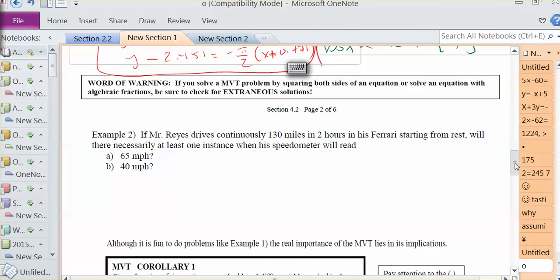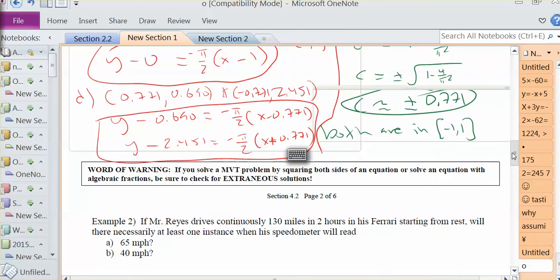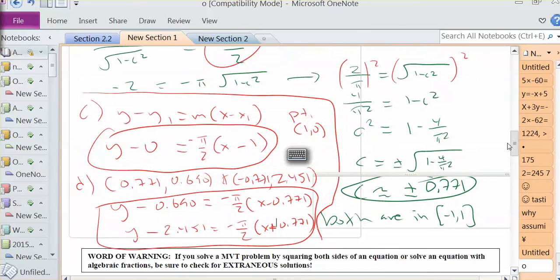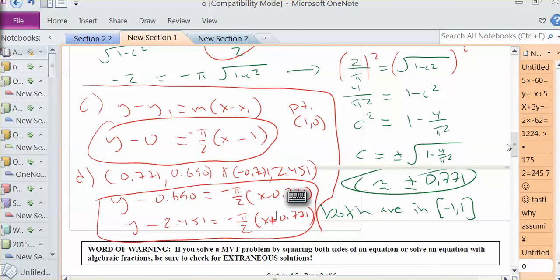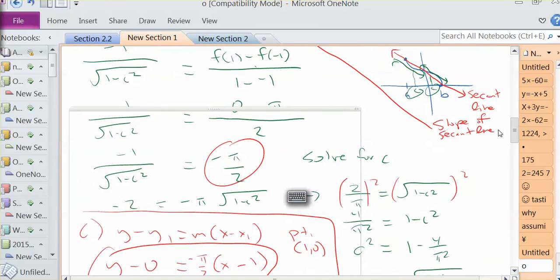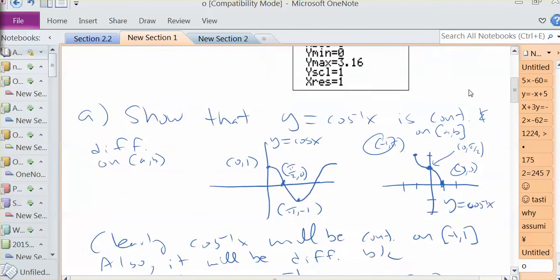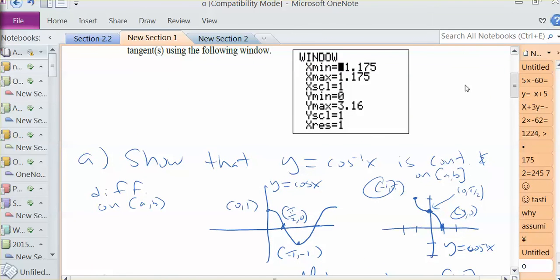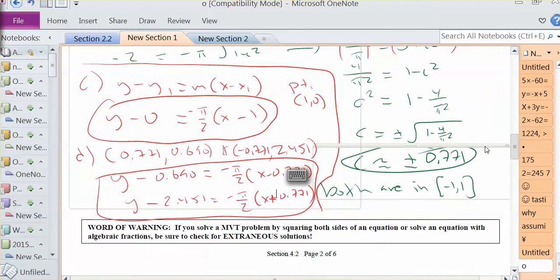Another thing too is that if you are solving something and you have to square both sides, like I did over here, you do want to check for extraneous solutions. You do want to make sure that the c values you get are legitimate, that you actually would get a y value that's a real number. Of course, inverse cosine of those numbers we're okay with, of 0.771, negative 0.771. So you want to be careful.